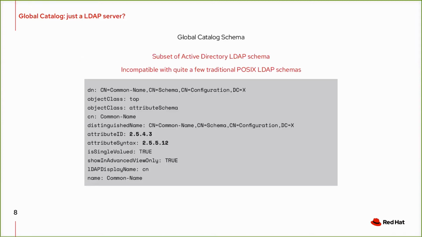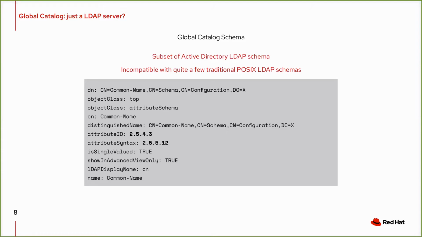So all of these difficulties are also linked to the schema that we are using. In the global catalog, a global catalog is a specific instance of Active Directory server. So it has a subset of the Active Directory schema.